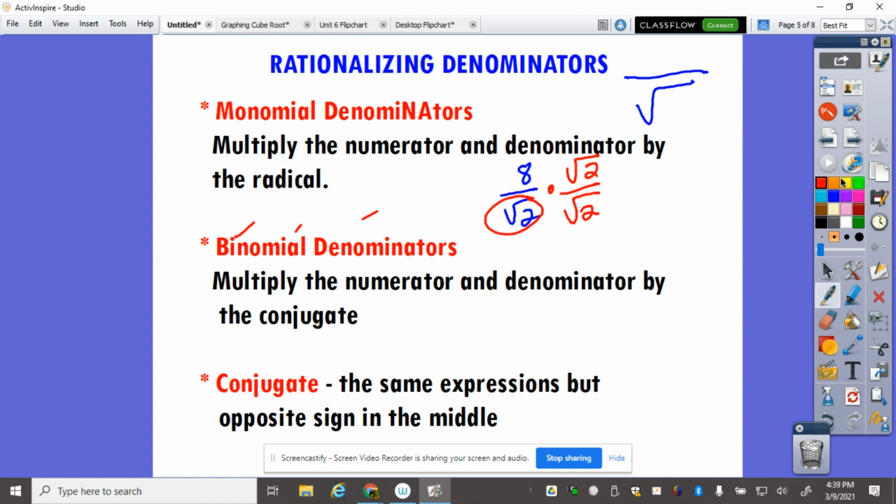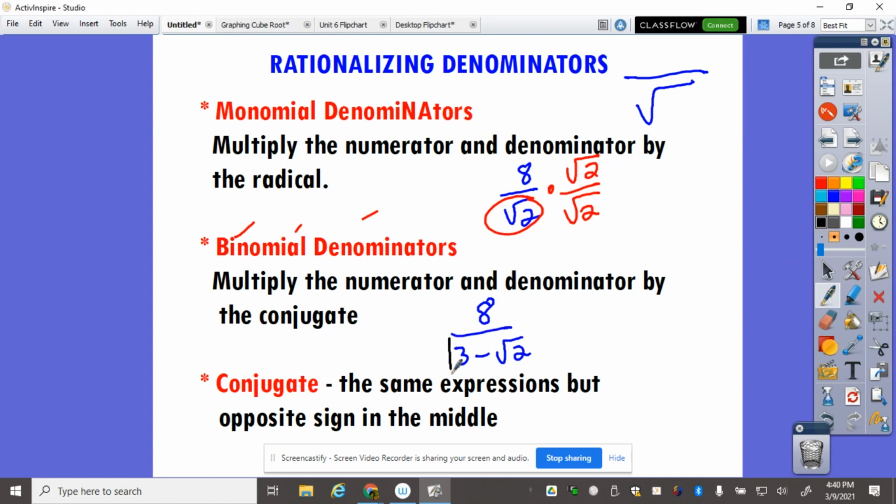Binomial denominators. This time, when you have a binomial in your denominator, so what if this is 8 over, let's say, 3 minus square root of 2? Multiply the numerator and denominator by the conjugate. What's a conjugate? Conjugate is the same expression but with the opposite sign in the middle.